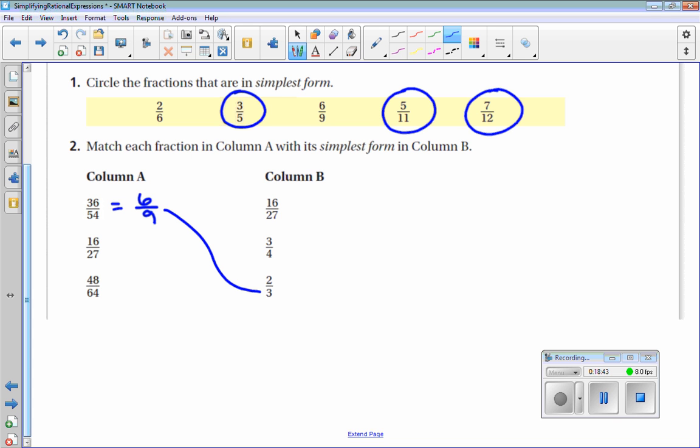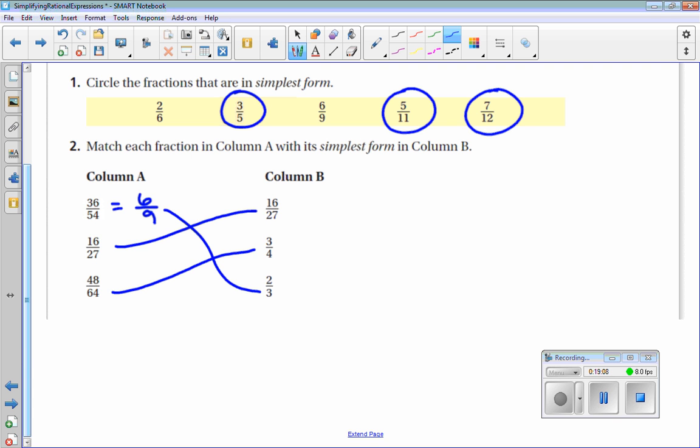Perfect. How about 16/27? What common number goes into both? Nothing. It's already reduced as far as it will go. Okay? And then how about 48/64? 3/4. That would be 16, okay? And it gives you 3/4.